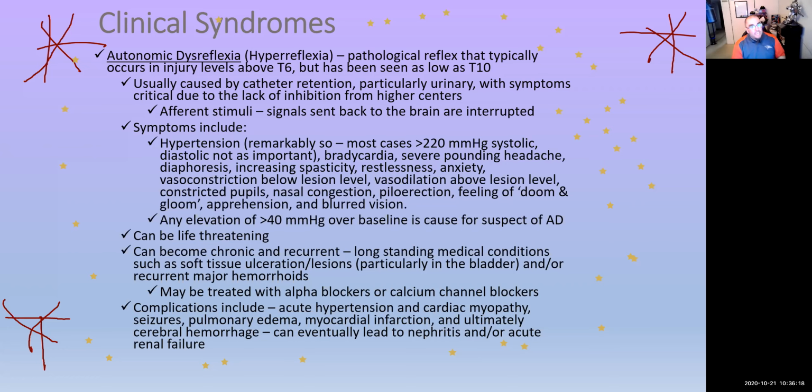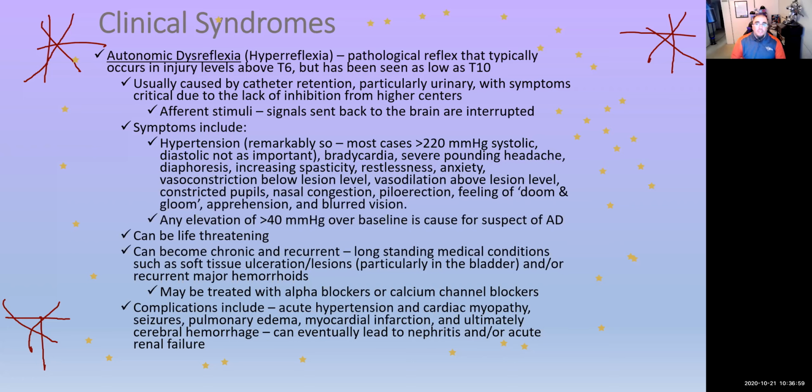But when you have board questions on it, it is going to be in reference to spinal cord injury patients. It'll say your patient is a neurological level T4 spinal cord injury patient and presents with the following symptoms. They're not going to ask you otherwise, but I have seen autonomic dysreflexia occur in people that don't have spinal cord injuries, and we're going to talk about that in a second. Autonomic dysreflexia is typically caused by catheter retention, particularly urinary catheters, with symptoms critical due to the lack of inhibition from your higher centers. So your brain and your spinal cord aren't inhibiting the bladder as much. It is an afferent stimuli problem, with signals being sent back to the brain where they're getting interrupted.